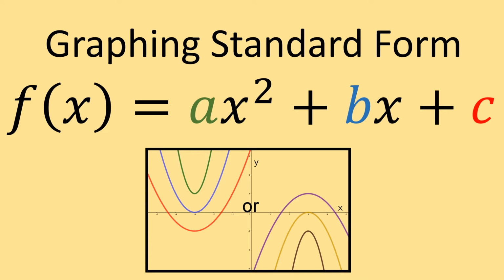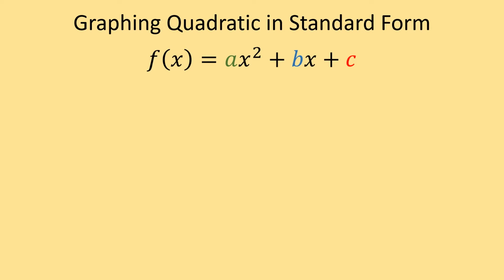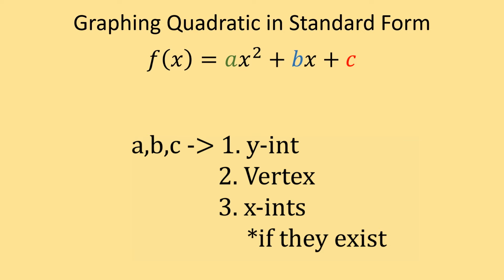Today let's talk about going from a standard form quadratic function to the graph of the function. You know you have a quadratic in standard form when you have some value a times x squared plus some value b times x plus some constant c. Today we're going to talk about using this standard form and getting important points just from the values of a, b, and c, plotting those on an axis, and then graphing your function.